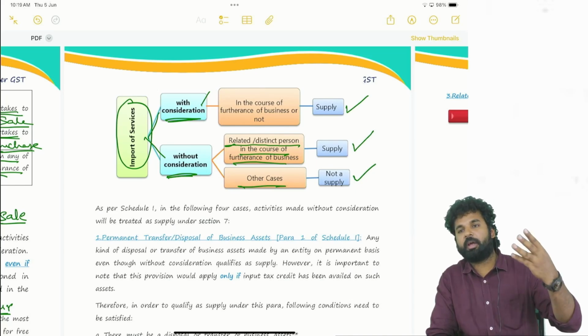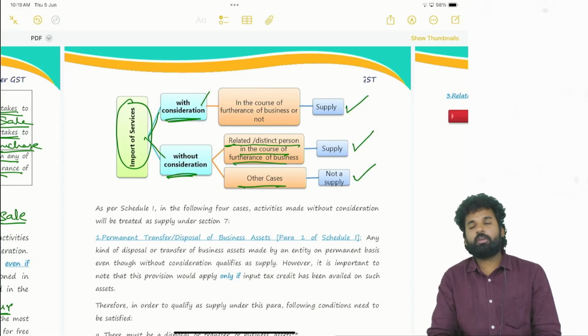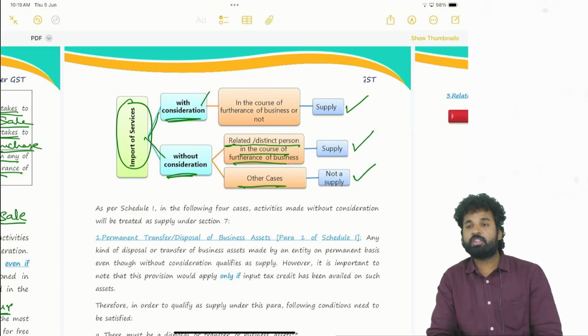And the fourth para is importation of services from a related person outside India or from an own establishment outside India during the course or furtherance of business, without consideration. Importation of services then comes under the scope of para 4 of schedule 1, and it will be treated as supply. So this is all about schedule 1, deemed supply.